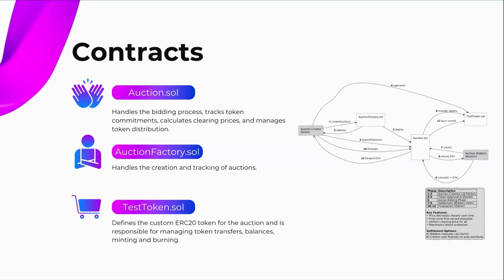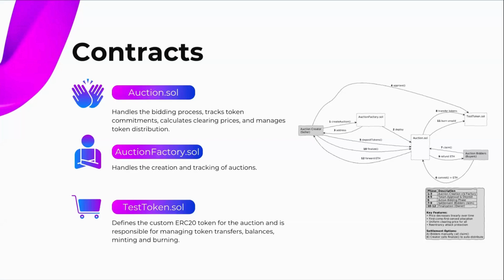Auction.sol is the heart of the platform. It handles the entire bidding process from start to finish. It accepts bids from participants and keeps track of how much each user has committed. Once the auction ends, it calculates the clearing price, determining the final token price that balances the supply and demand. After that, it distributes tokens to the winning bidders based on their contributions and refunds any unspent funds. It ensures a fair, transparent, and automated auction process on chain.